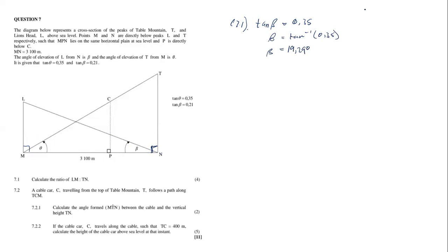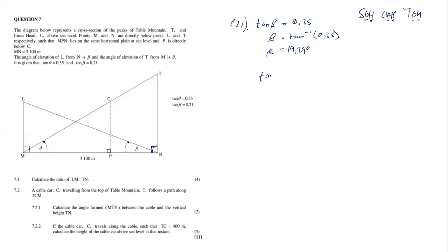You go to your SOHCAHTOA, right? So we are looking for opposite and adjacent: opposite and hypotenuse, adjacent and hypotenuse, opposite and adjacent. This is what you are looking for. We are looking for the opposite, which is LM, and the adjacent, which is MN. So that means we're going to use tan beta.